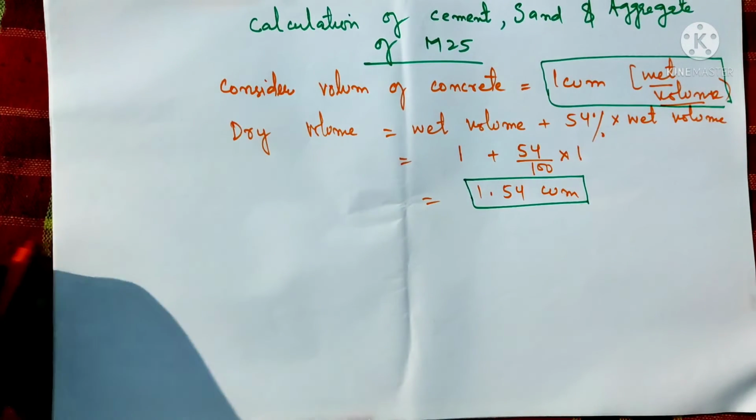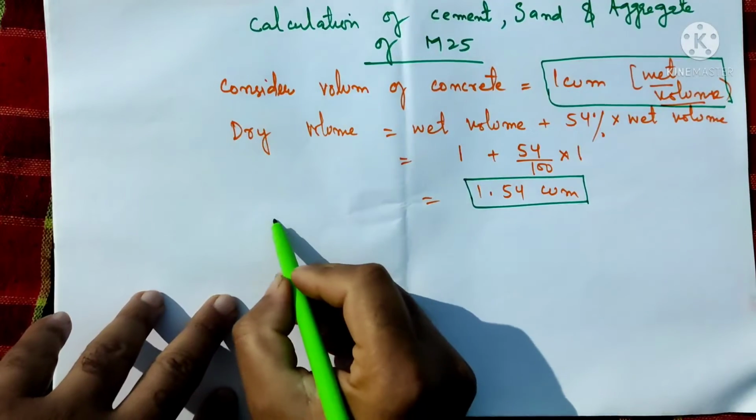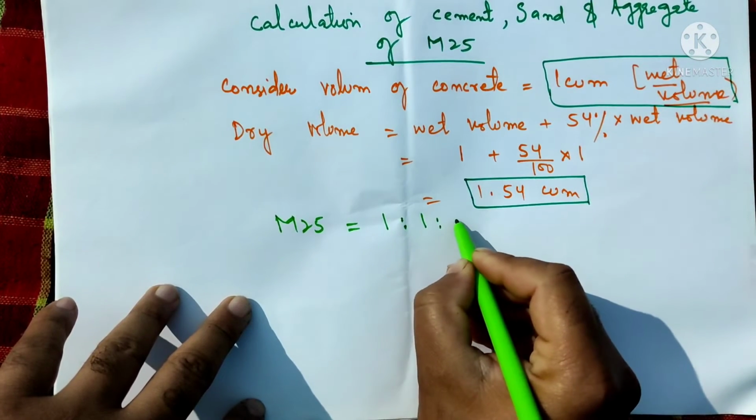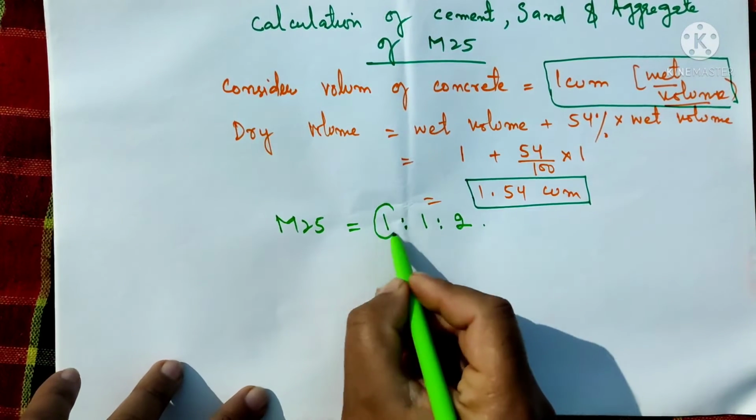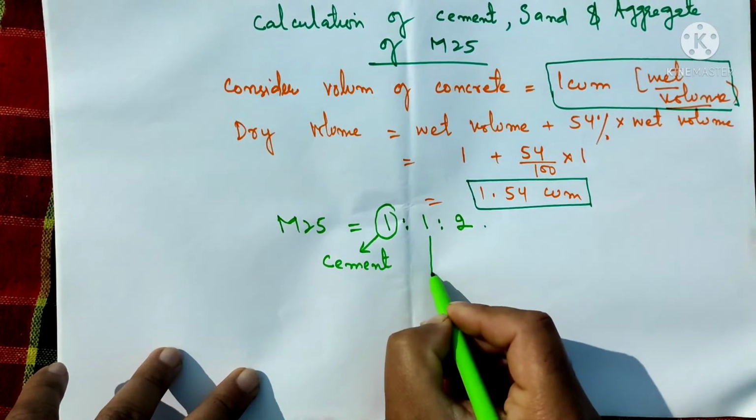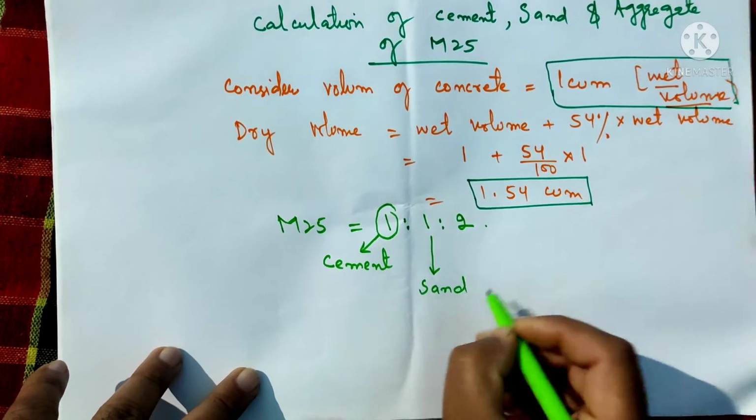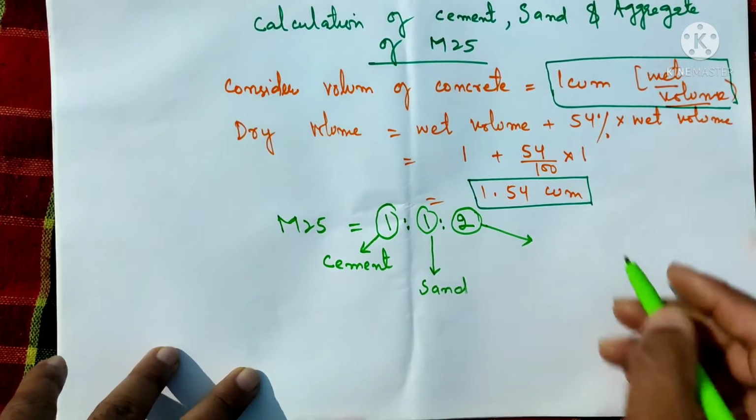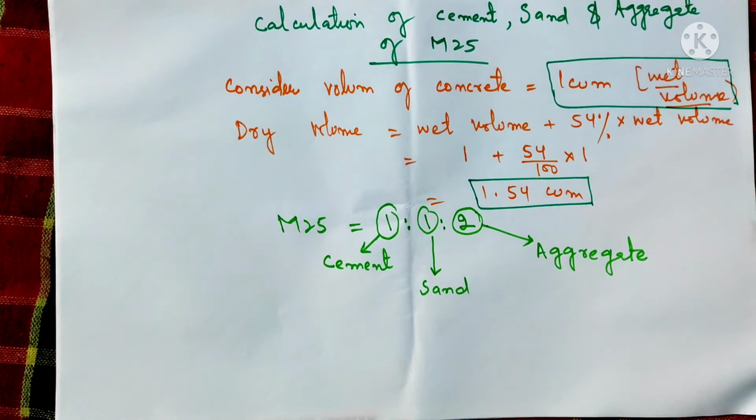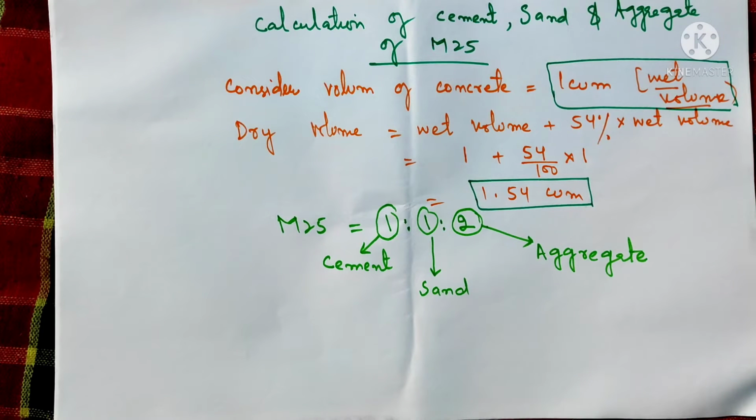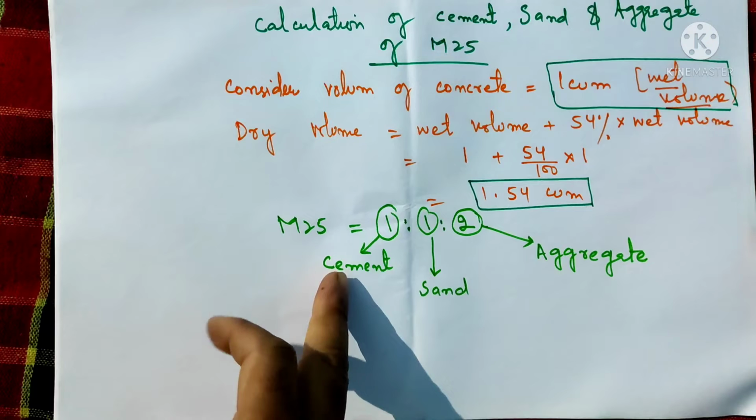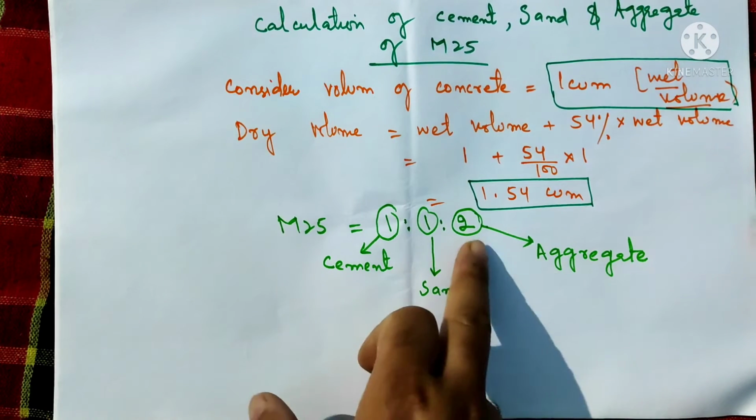So now we have to calculate the quantities of M25. We know that for M25 the ratio is equal to 1:1:2, where this 1 indicates cement, this 1 indicates sand, and this 2 represents aggregate. So in M25 or in any concrete grade where the ratio is 1:1:2 or 1:2:4, whatever, the first number represents the cement, the second one represents the sand, and the third one represents the aggregate.